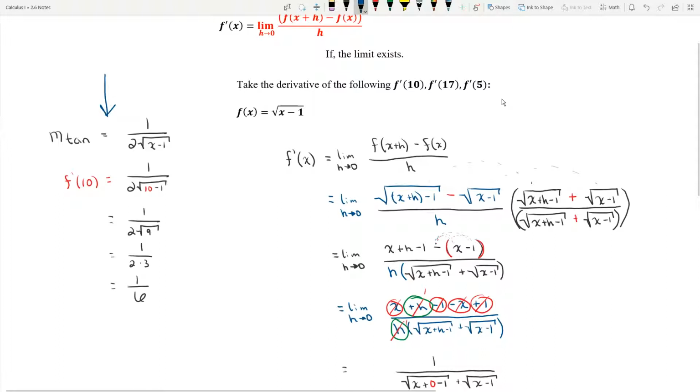And that is essentially what 2.7 is all about. It's just showing you that this is how you can effectively find the derivative for any point along the domain of a function. So I hope that helps.